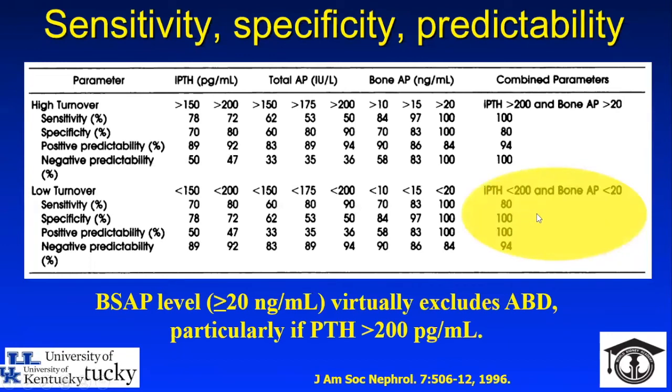So, if you have PTH less than 200 and the bone-specific alkaline phosphatase less than 20, you don't usually need to do bone biopsies. You can certainly treat this patient for low turnover bone disease. We usually need to do the bone biopsies if these numbers are not very helpful. And if the PTH is between 150 and 300 or 400, you don't know what's going on, especially if the bone-specific alkaline phosphatase also is not conclusive.